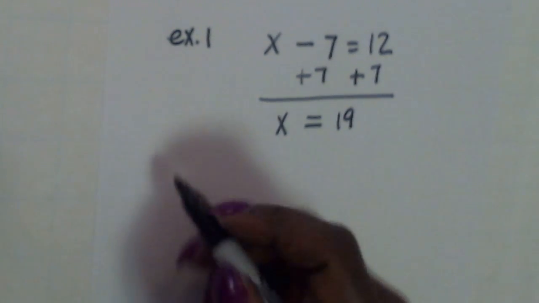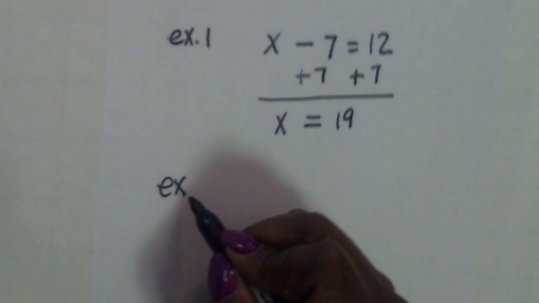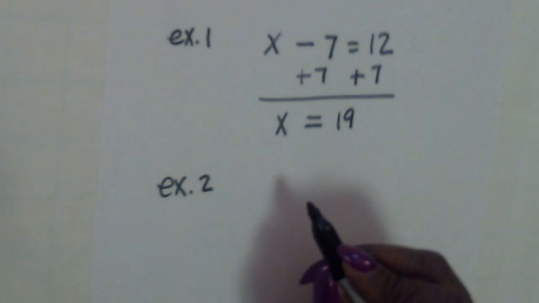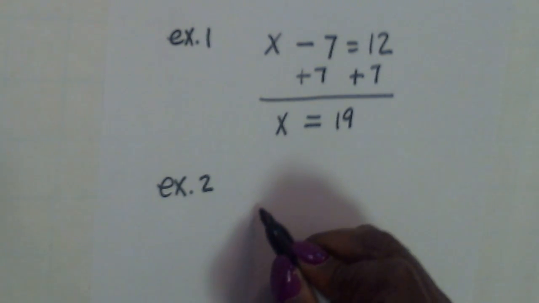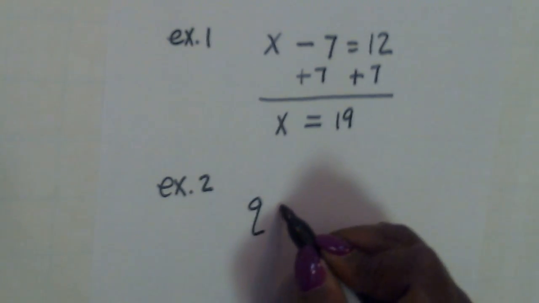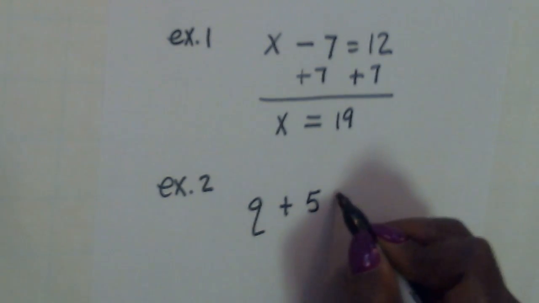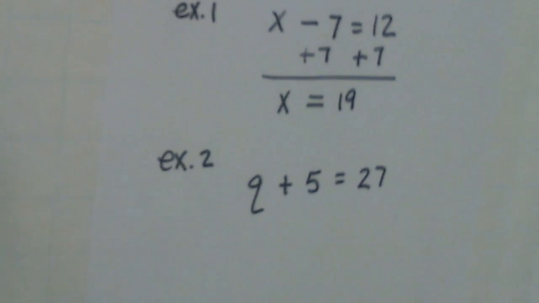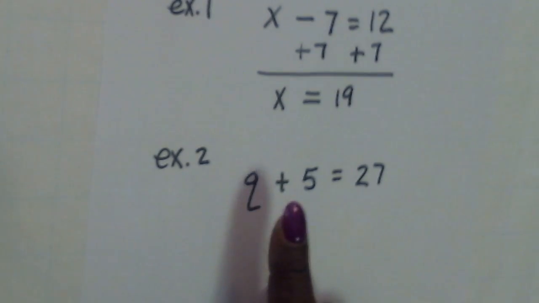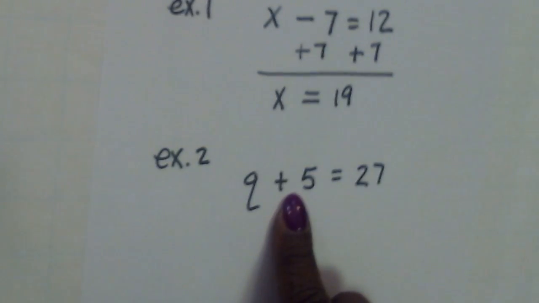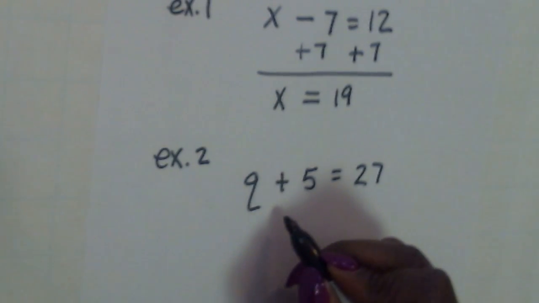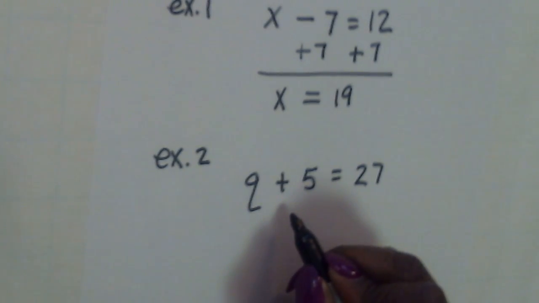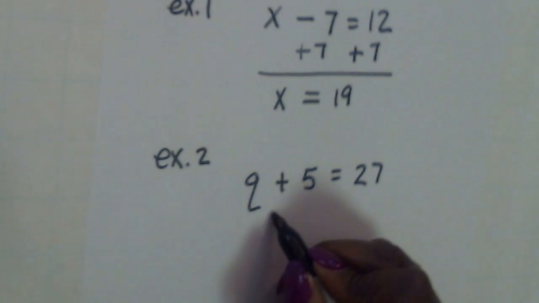The next one is to use subtraction. So say I had an equation that was q plus 5 equals 27. So I see my variable. I need to get it by itself, so that means I need to move the 5. In order to move the 5, I have to make this 0, so I'm going to use the additive inverse, and I'm going to subtract 5 because it's asking me to add 5. I'm going to do the opposite.